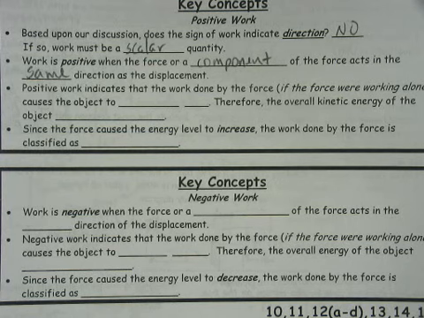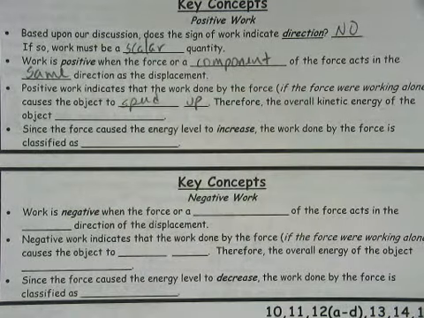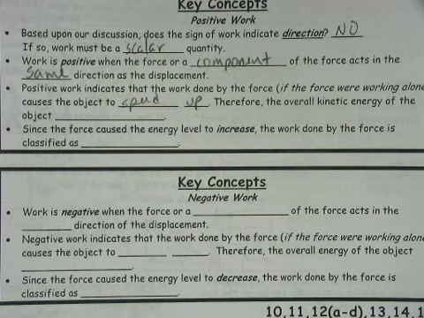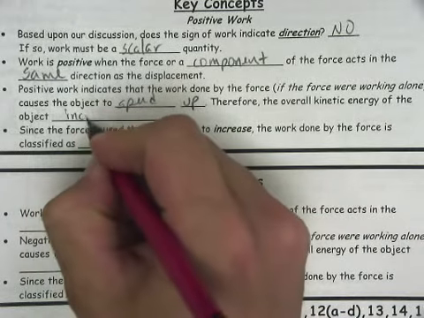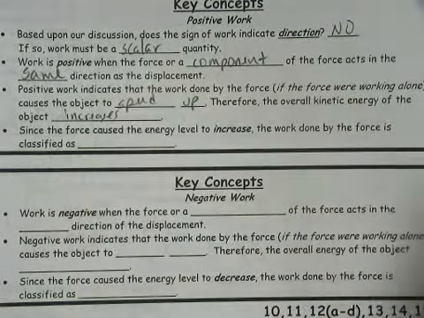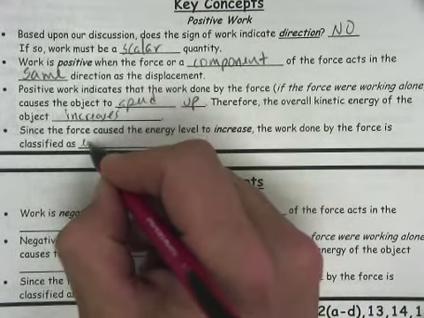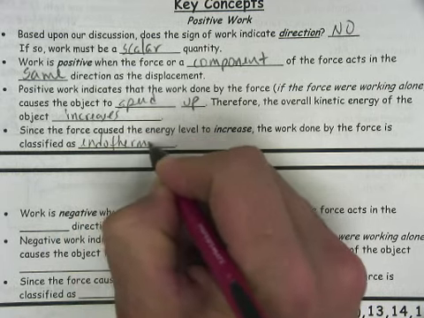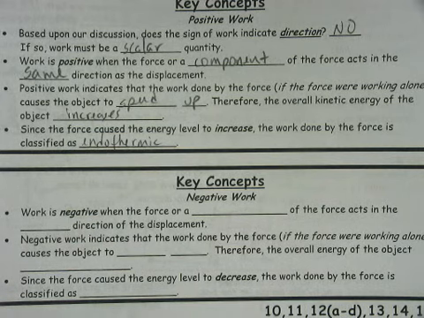Positive work indicates that the work done by force, if the force were working alone, causes the object to speed up. Therefore, the overall kinetic energy of the object, because it's speeding up, increases. And since the force caused the energy level to increase, the work done by the force is classified as endothermic. You may have come across that word in one of your chemistry classes. Energy is going into the system.